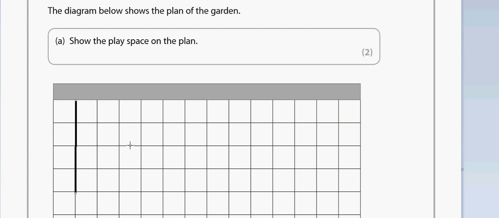Okay, now we know on the other side he's going to have another 2 metres. So 2 plus 2 is 4 metres. So we know that he's going to have 6 metres across the length, because he's only got 10 metres of fencing. So we need to come across 6 metres, and we know every 2 squares is a metre, so we need to come across 12 squares.